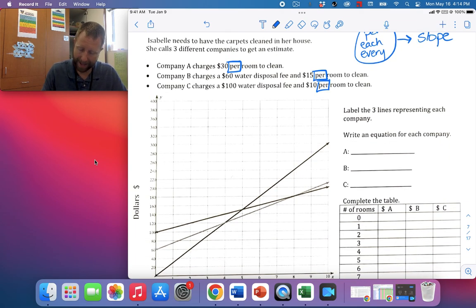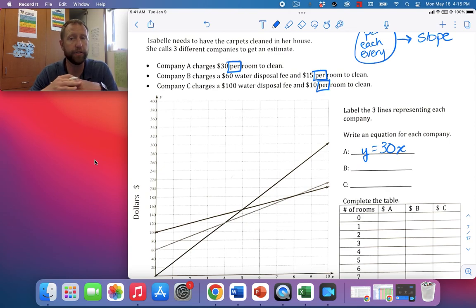For company A, it's y equals 30x. That's it. They don't say anything about any fees. It's just $30 per room. So y equals 30x. For company B, they have that other fee, right? So I know my slope is 15. It says $15 per room. So it's y equals 15x, but then they have that added on fee of $60. So that's plus 60. In other words, that's your y-intercept.